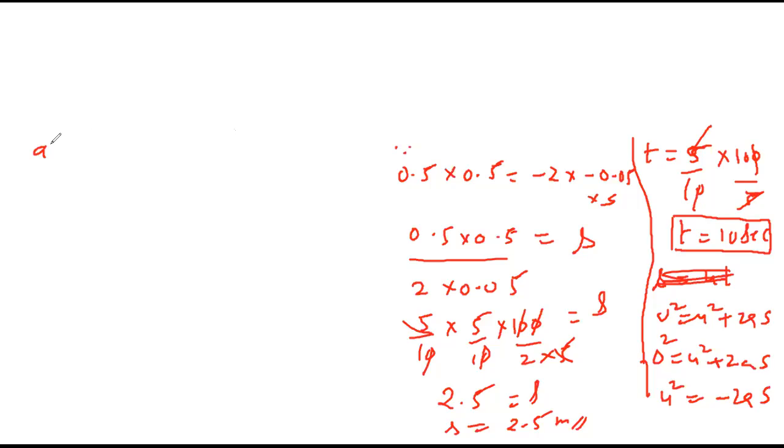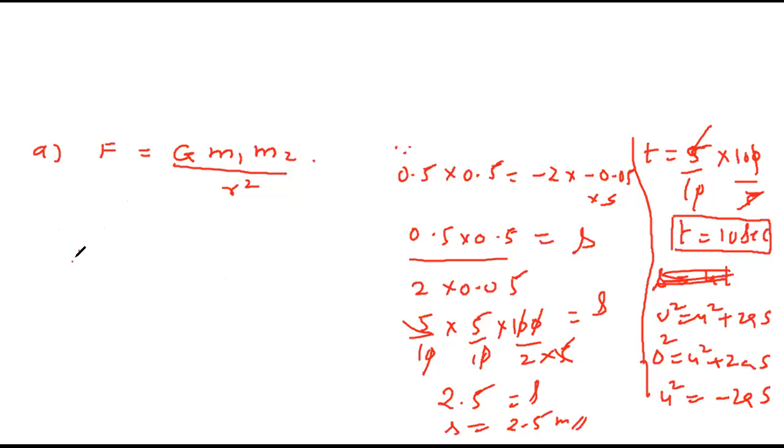Write an expression for the gravitational force of attraction between two bodies of masses m1 and m2 separated by a distance r. Also derive the SI unit of the universal constant G from the expression. So by Newton's law of gravitation, the formula for force between two masses is F equals G m1 m2 upon r square. Correct? Yes, sir.